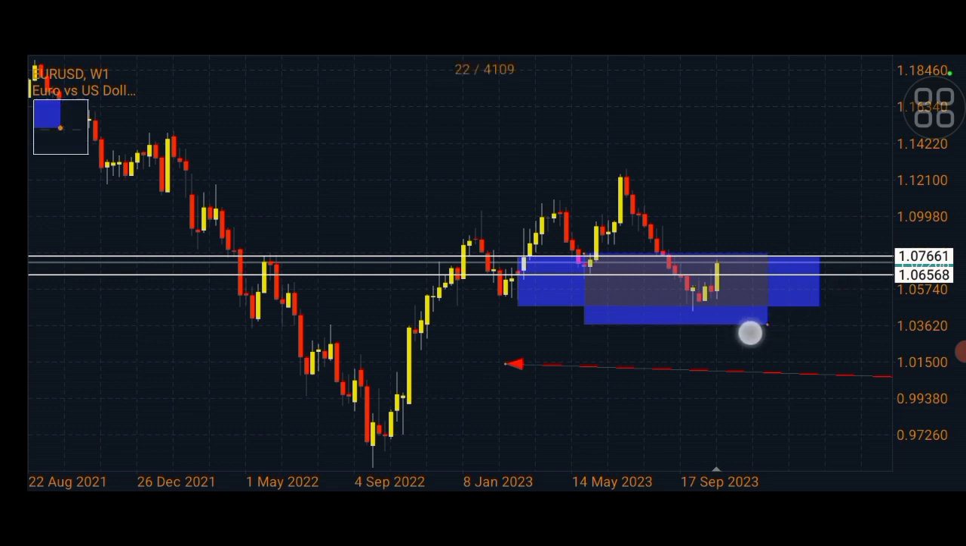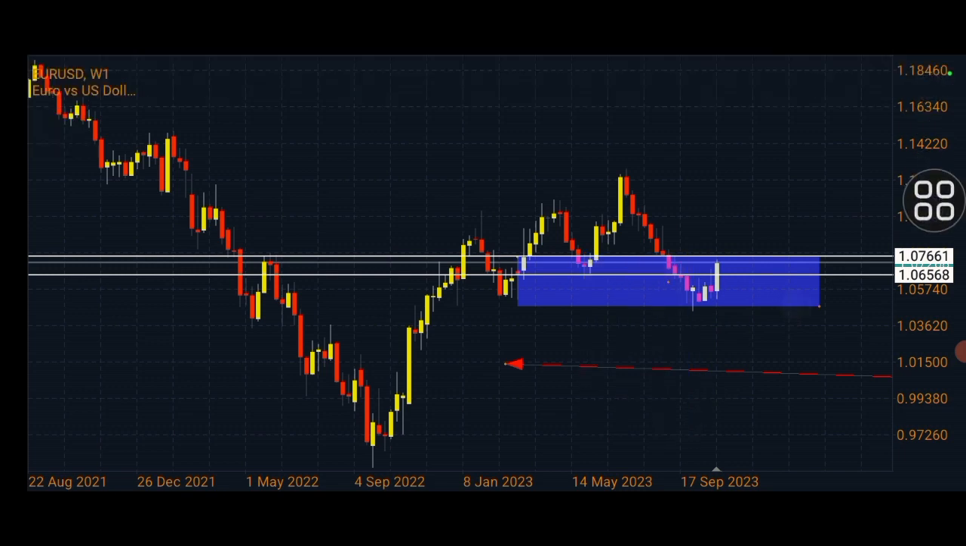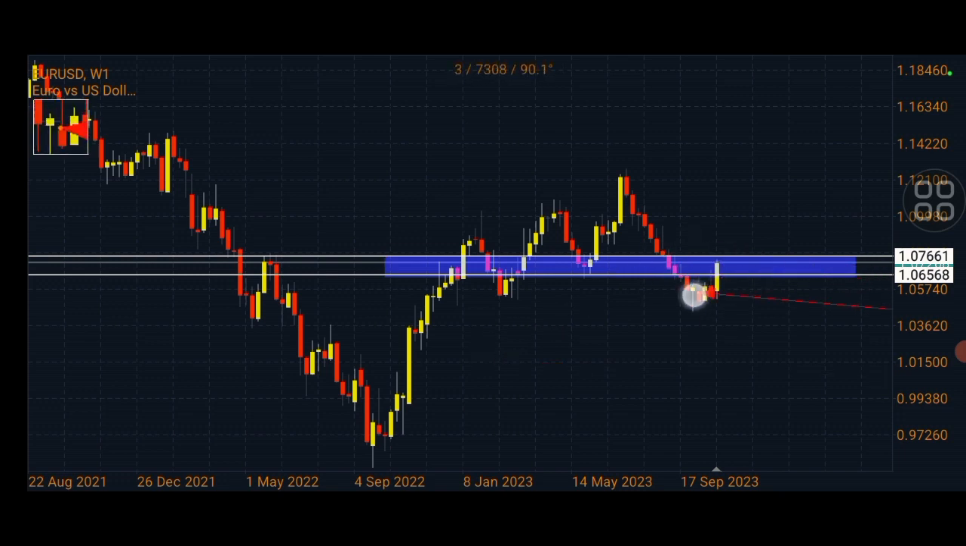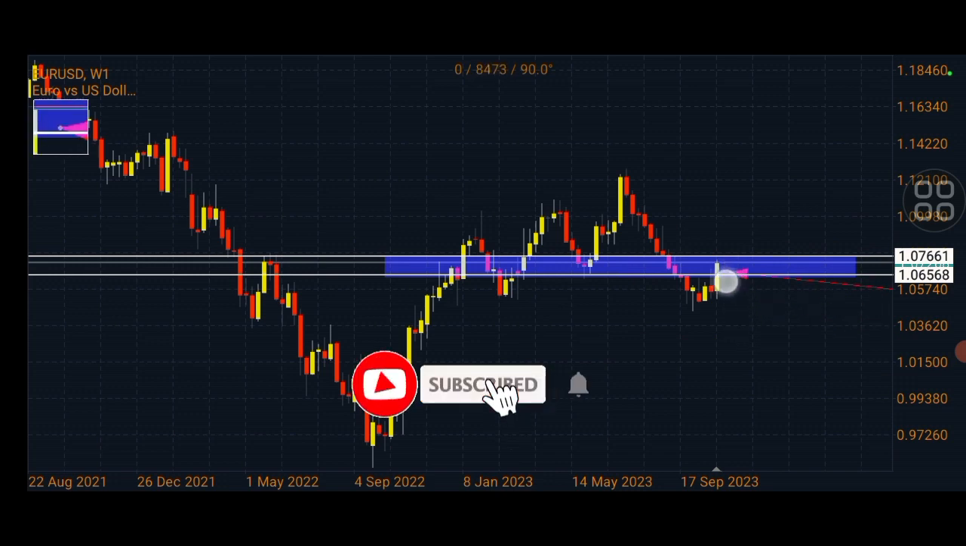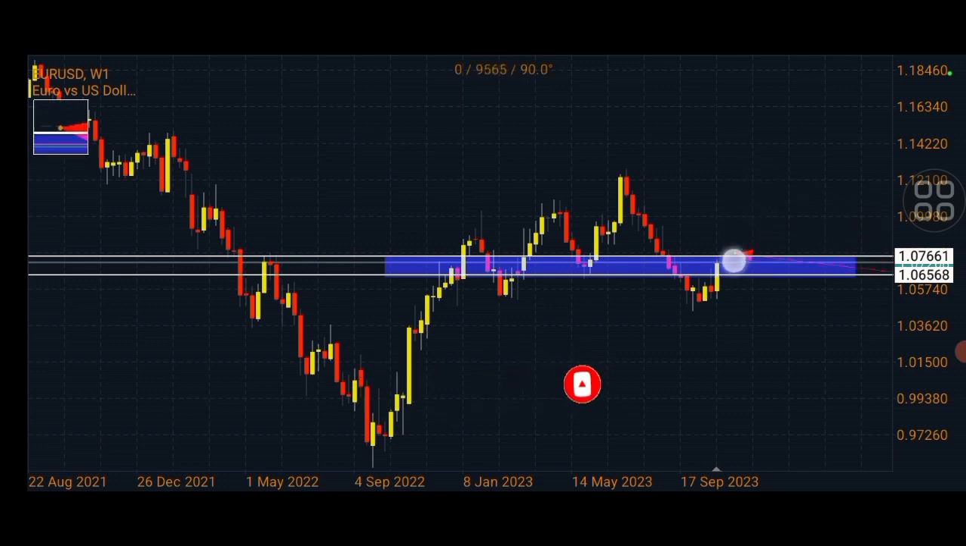If there's not any H4 candle that is able to close above this blue box, it is going to reverse as a sell. But if any candle like H4 or daily closes above, it can move up till, let me say, this place, to this weekly engulfing fail zone. So this is what we are going to do next.